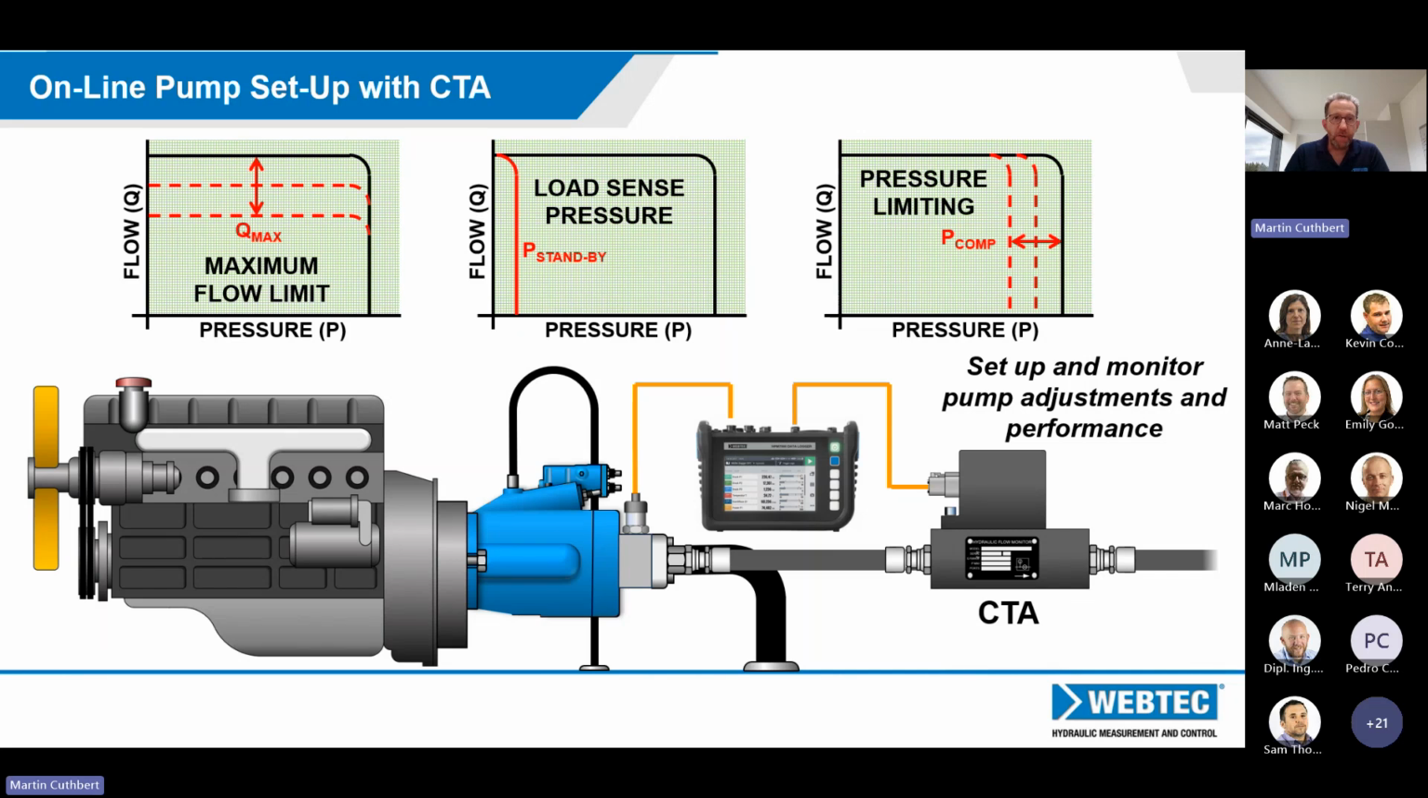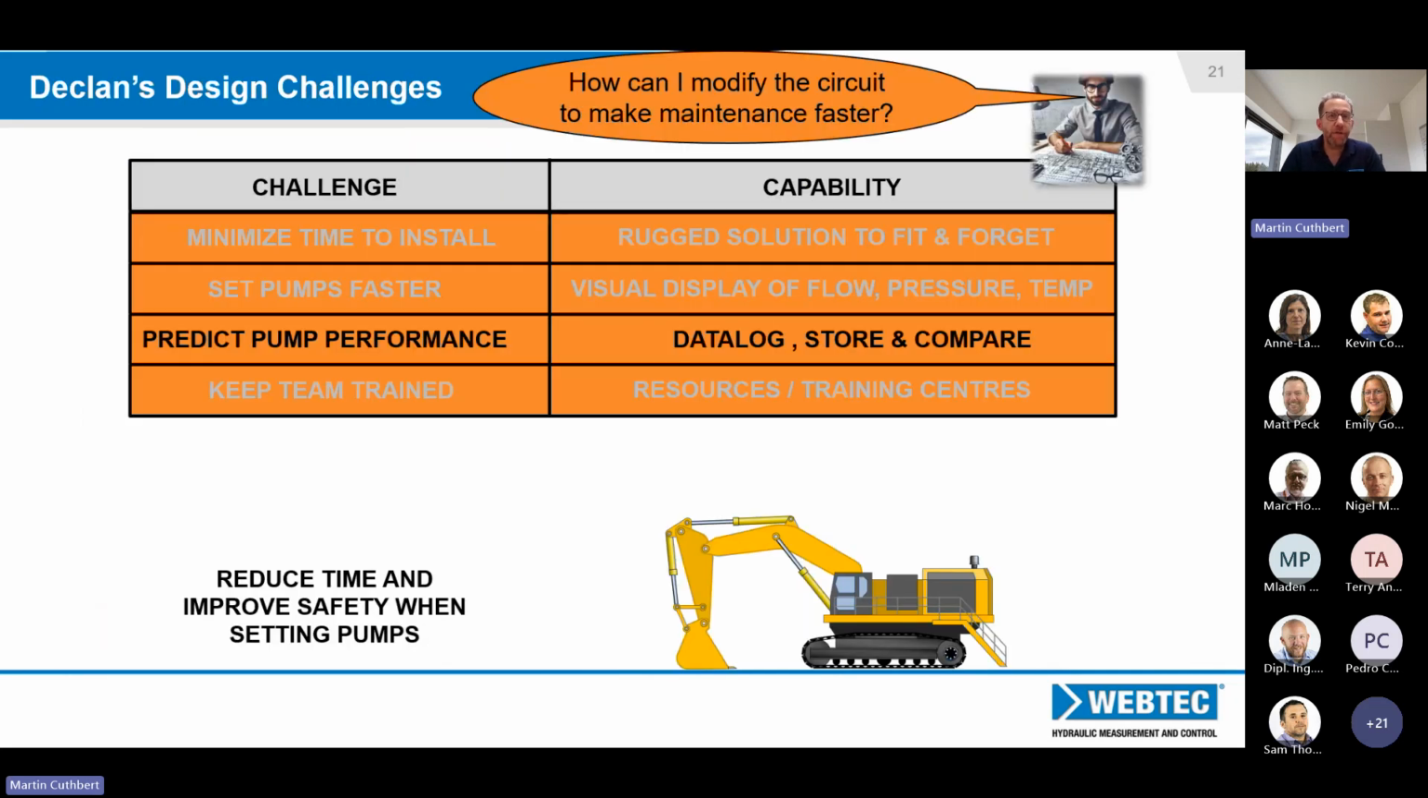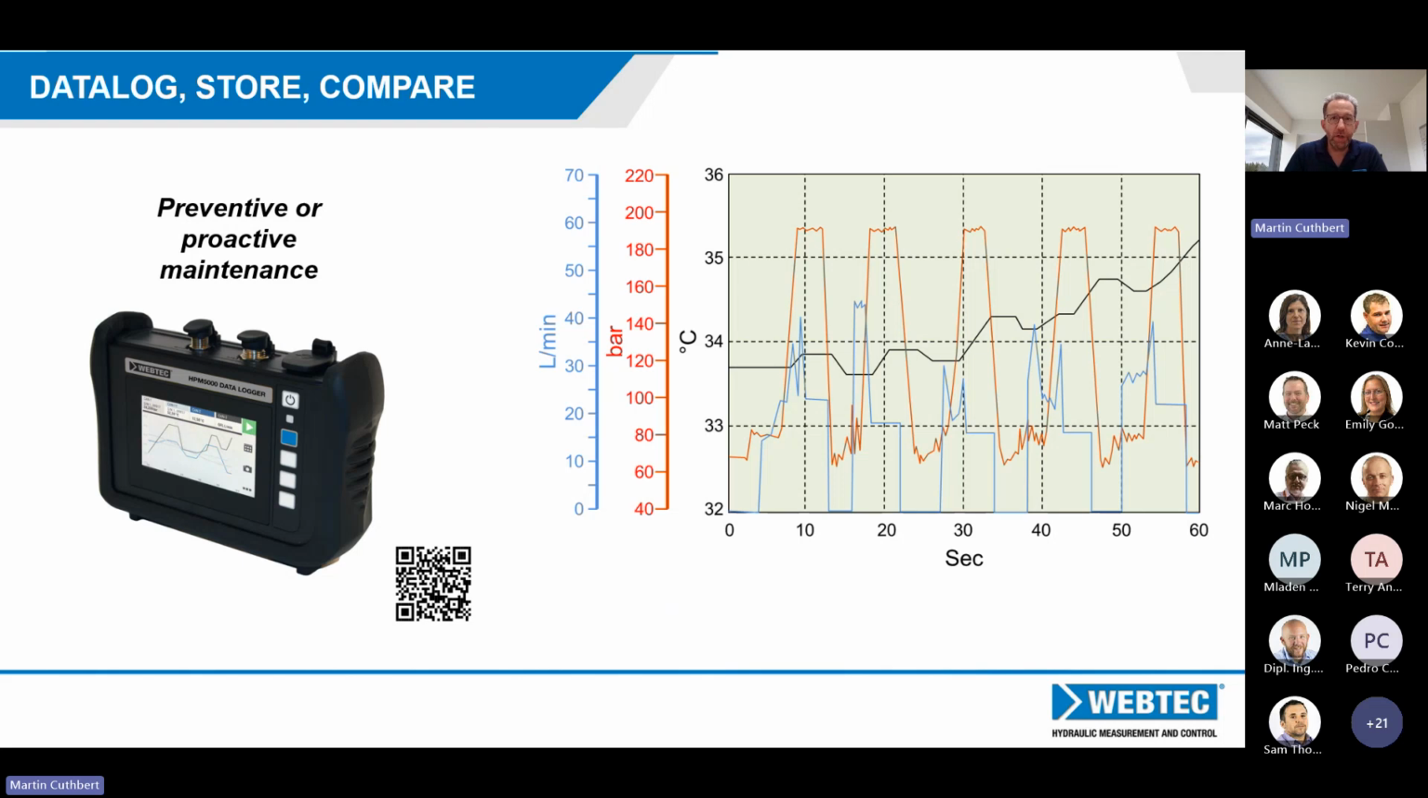Okay, so we carry on from there. We've covered the first two challenges: minimizing the time to install and setting pumps faster. The third is, well, we've got that information, could we also use it to predict pump performance? The advantage is that we've connected in a data logger, so by its very nature we have the ability to save that data. Not just display it on screen, but also store it in the device, connect that device to a computer or store the data onto a USB stick, and then analyze it afterwards.